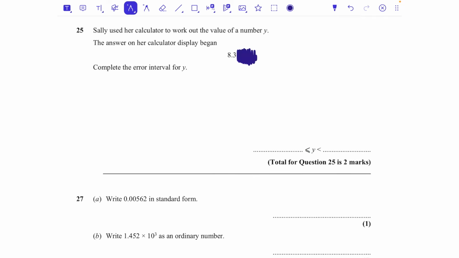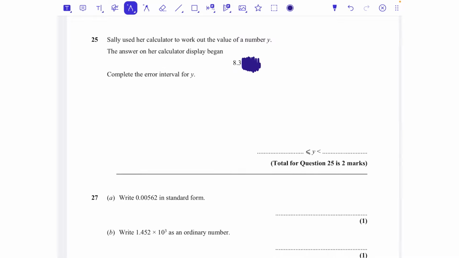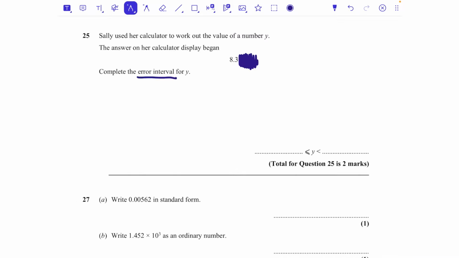So imagine you just can't see the numbers that are coming next. With an error interval, it's asking you what is the absolute smallest that the number could have been, and what is the absolute biggest that the number could have been. So the smallest it could have been is 8.30. It could have been that behind that squiggle there is just nothing. It's either a 0 or it's blank. So 8.3 is the absolute smallest it could have been.